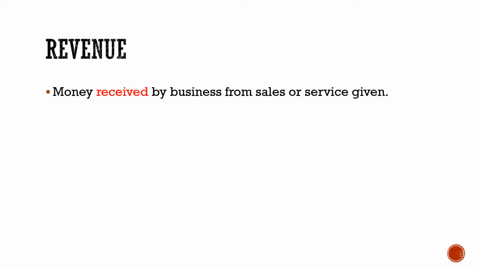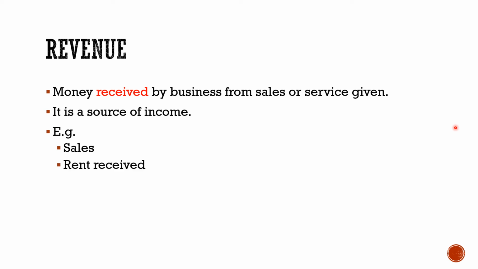Okay. How about revenue? So just now we talked about expenses, which is something we pay and spend on, and revenue is money received. Okay, it's like an income. Money received from sales or service given, because sometimes a business is not just about selling goods. It can be a service based business, like for example providing a car wash maybe. So that is the source of income. Okay, source of revenue.